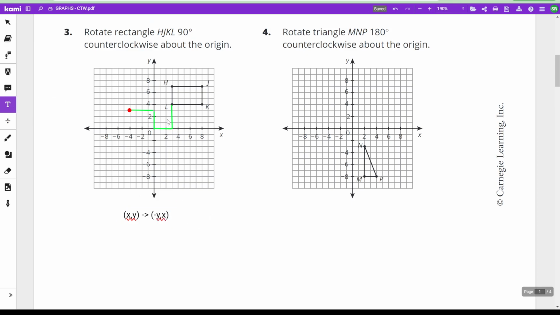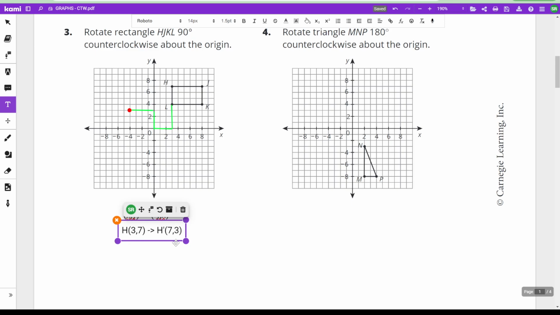And so let's go ahead and use this to transform points K and H. So H is located at 3, 7. And so when it's transformed to H prime, in other words, rotated 90 degrees, these two values are going to flip sides. So you're going to have 7, 3, and the x-coordinate is going to become negative. And that's going to be the new coordinate for H prime.